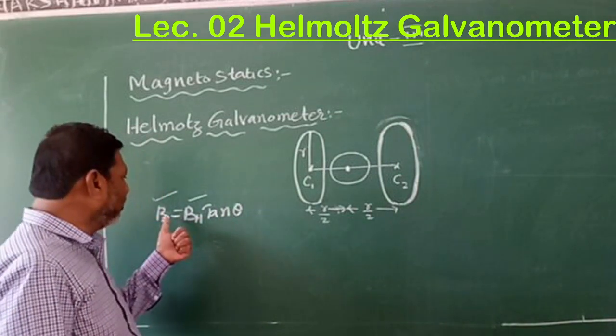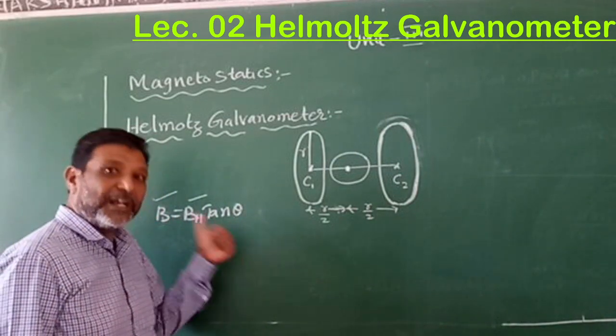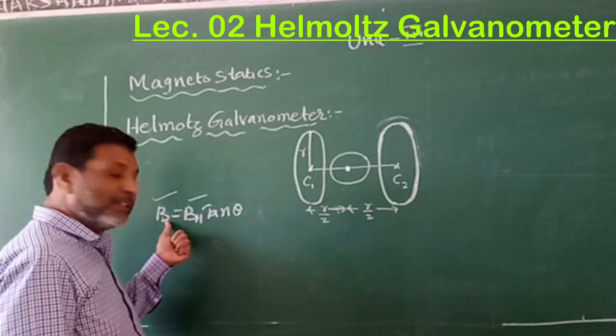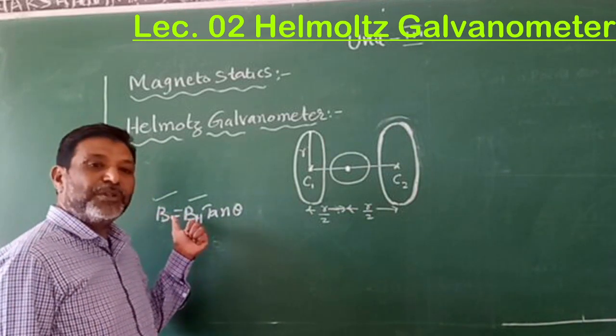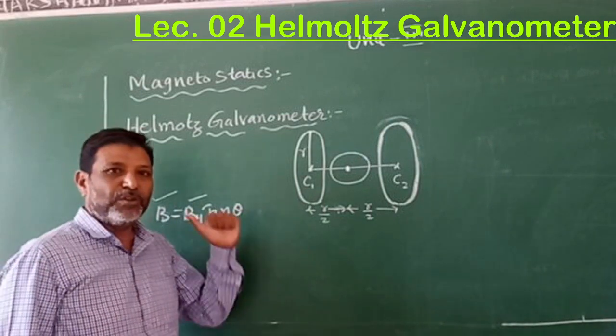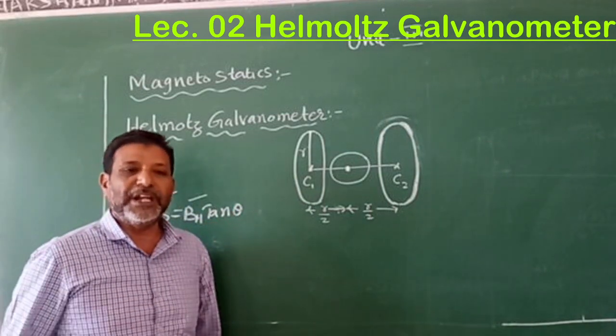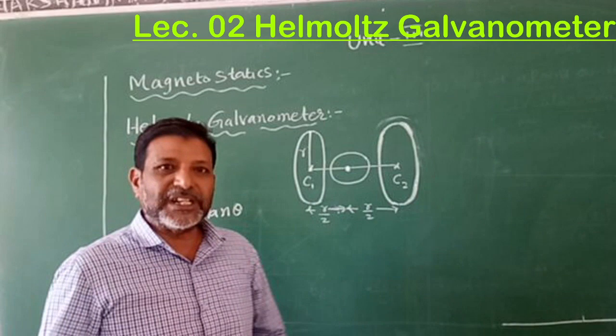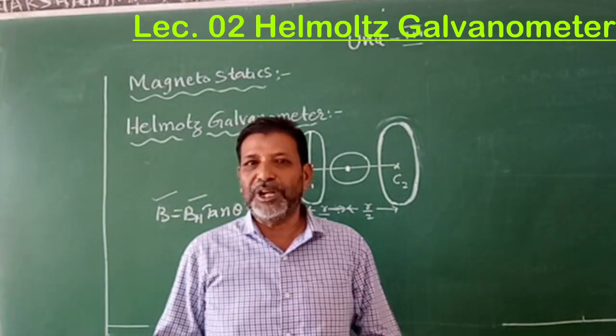Therefore, the Helmholtz galvanometer works on the principle of the tangent law. What is the tangent law? V is equal to VH tan theta. Once again, I repeat: V is the field due to the flow of current, VH is the Earth's magnetic field, and theta is also known to you. Now let us try to understand the construction of this Helmholtz galvanometer.